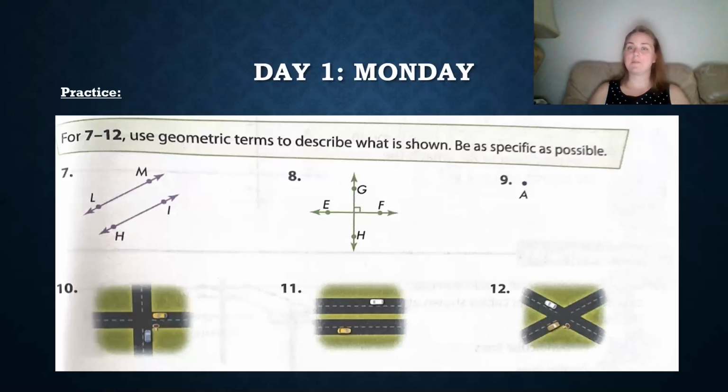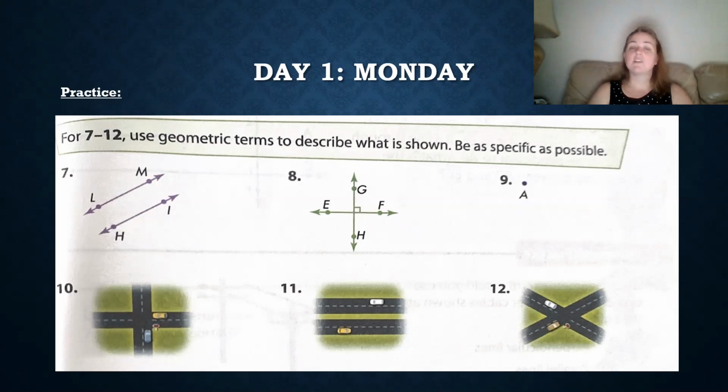All right, let's do some practice. If you are at home and you have your journals, if you want to write these down, you can. Let's look at number 7. What kind of lines would number 7 be? Well, they don't look like they're touching. They look like they go on and on forever. So those would be parallel lines.